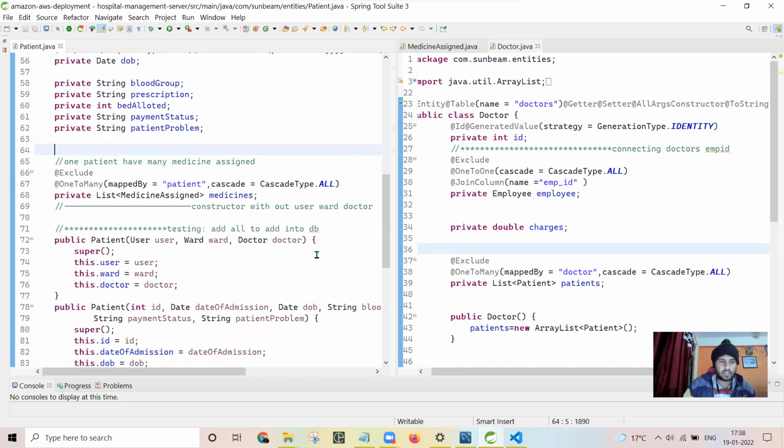Because it is not important that all the medicines will always be present with the patient. It will be called whenever required from the database. And hence I have excluded it. Otherwise it will be giving an error to us.